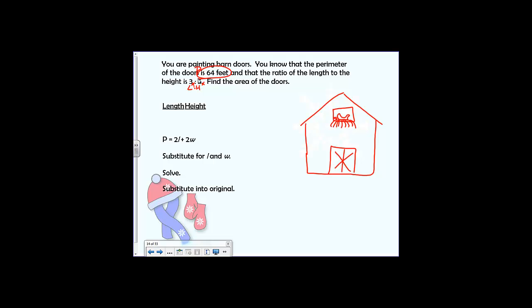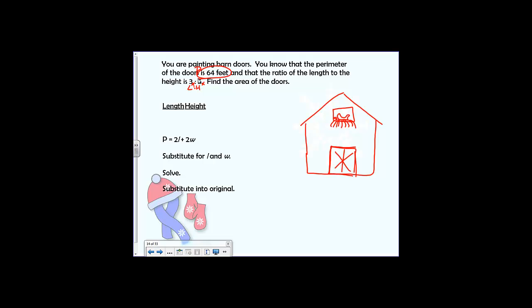We are painting barn doors. The perimeter of the doors is 64 feet. So if I were to add up this side plus this side plus this side plus that side, supposing I knew the lengths, I'd add up to 64. But I don't know the lengths. The only thing they tell me is the ratio of length to height is 3 to 5.